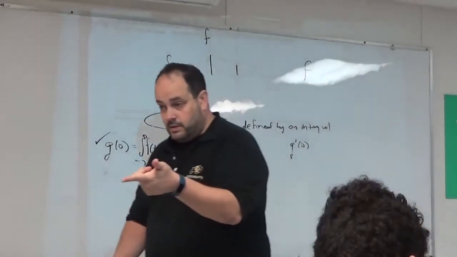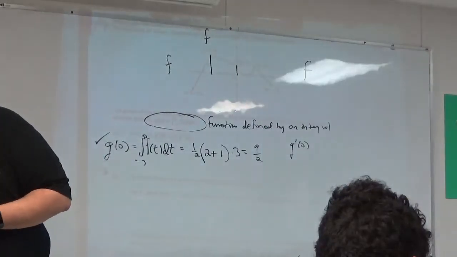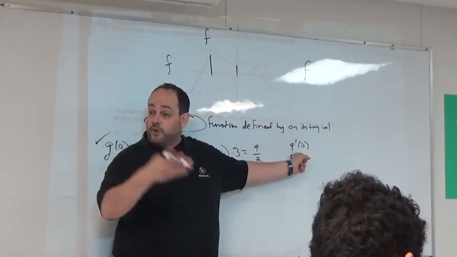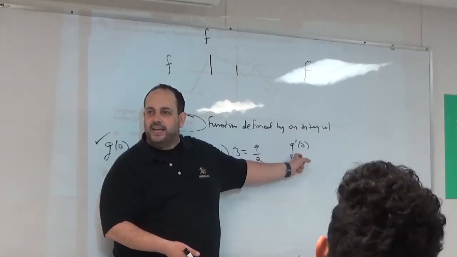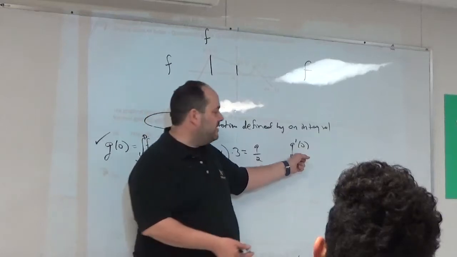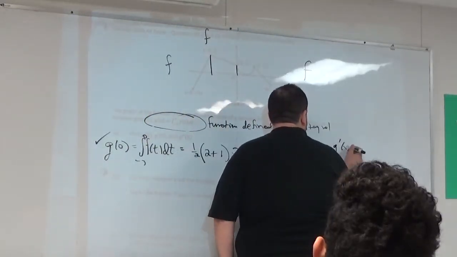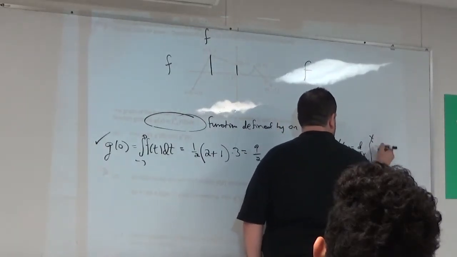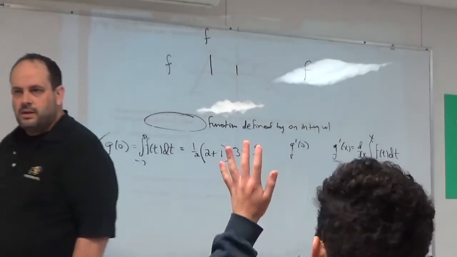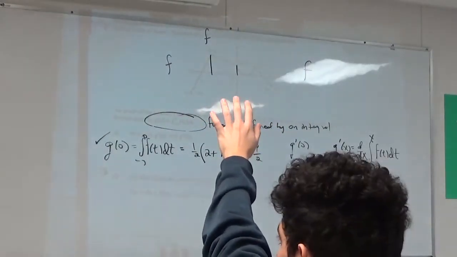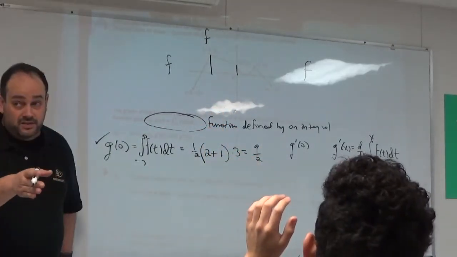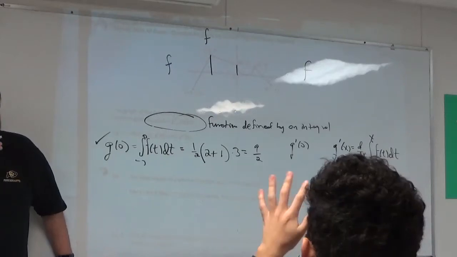The first step, Karina? You want g prime of 0. The first thing that you need to do is find g prime of x. You need to find the derivative of the function. So g prime is the derivative of g. Well, g is this guy here. Anybody know what that is? The derivative of the integral of this function from -3 to x.